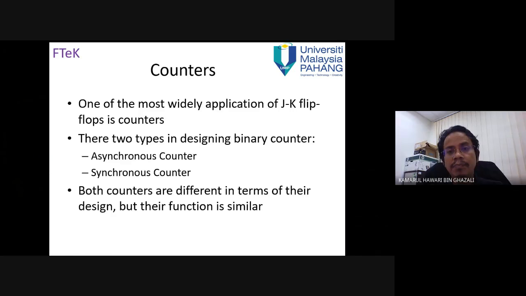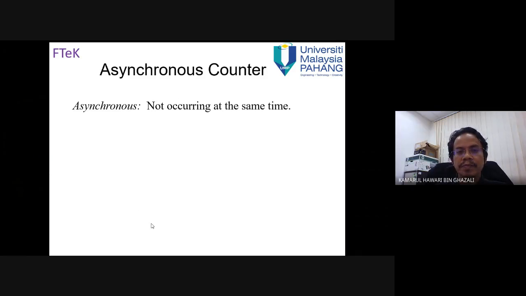One of the most widely used applications of the JK flip-flop is the counter. So for counters we normally use the JK flip-flop. We have SR, we also have D, but normally JK is widely used for counters. There are two types of binary counter design: asynchronous counter and synchronous counter. Both counters are different in terms of their design, but their function is similar. The design is different, but the function is for counting.